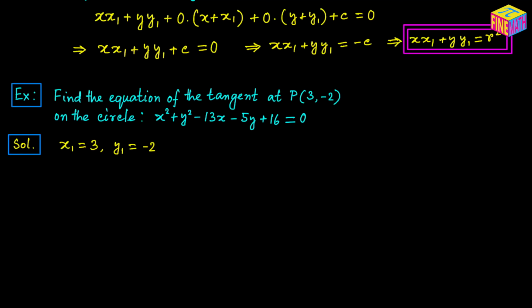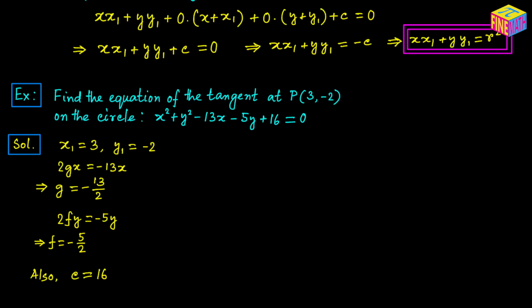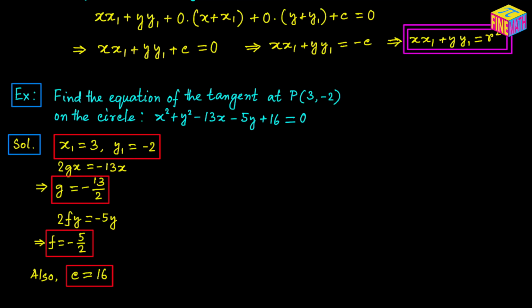And also from the equation of the circle, we can clearly see that 2gx is equal to negative 13x, and from here we can say g will be equal to negative 13 over 2. Similarly, 2fy is equal to negative 5y, and from here f will be equal to negative 5 over 2. And also the constant term is positive 16, that is the value of c. Now let's try to derive the equation of the tangent line.